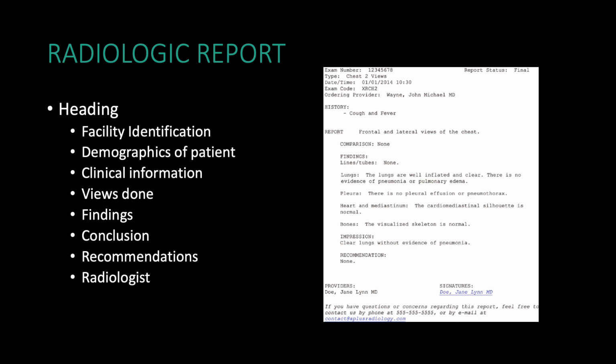Typically it tells you the provider that ordered it, and the signature of who interpreted it. Then they'll usually give you some sort of number or somebody to contact if you have any questions about it. So that's what you'll see in a radiology report. The first thing we typically look at is the impression. Then you can go back up and start looking through the report and seeing how they came to that conclusion, if there is something there.